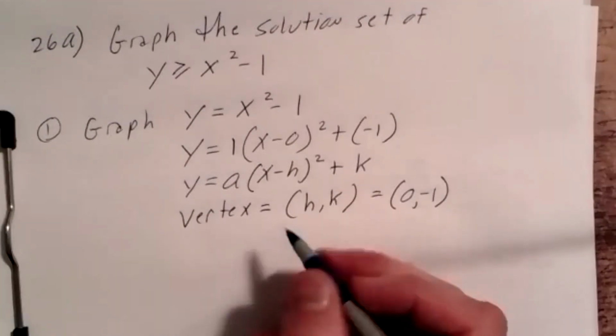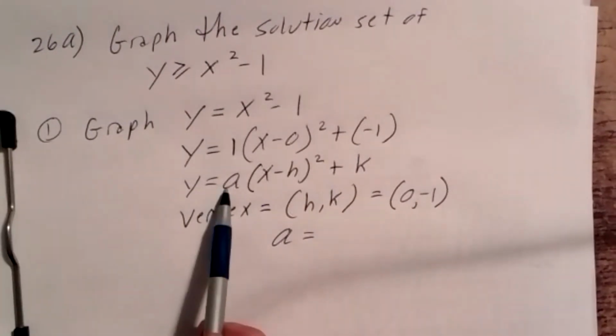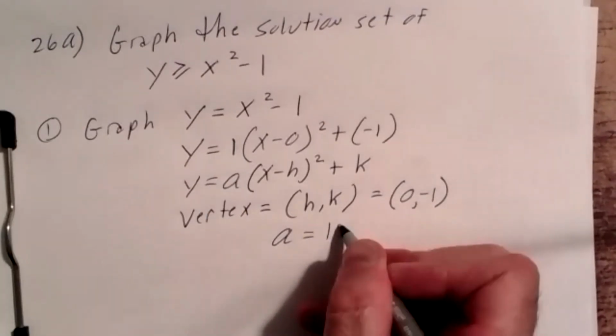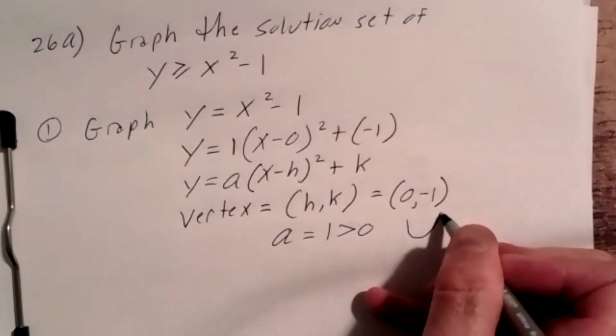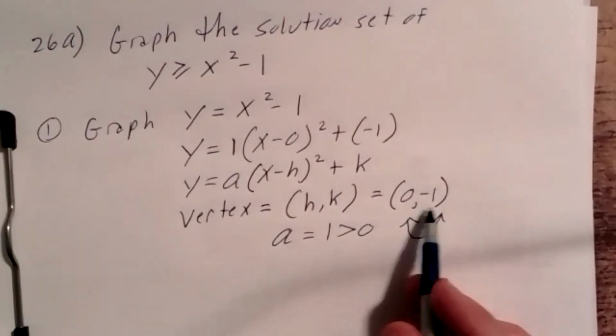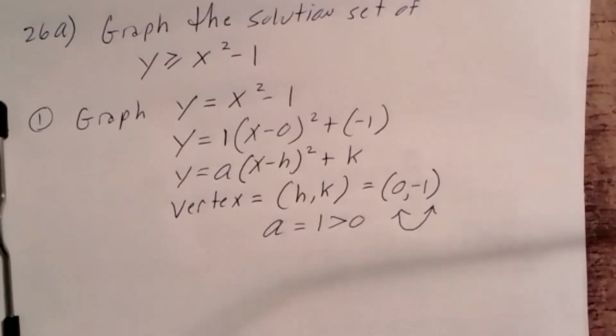Does this parabola open upwards or downwards? What's a? a is positive, so it opens upwards. a is positive 1, greater than 0. Therefore, the parabolic graph will open upwards. That's going to render that vertex point as being a minimum point on the graph. Do you agree? All right, so what we're going to do is take our graphing paper.